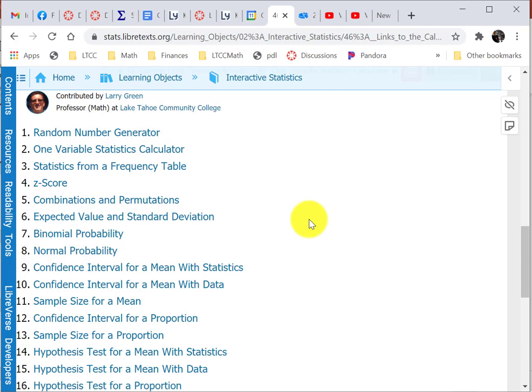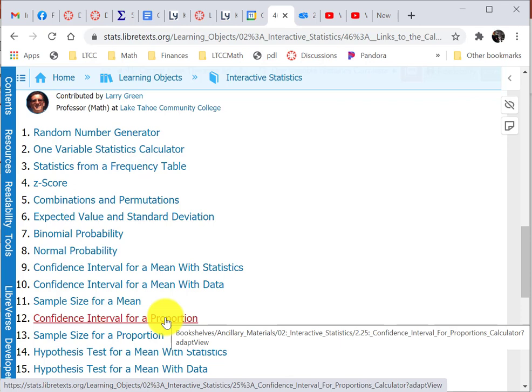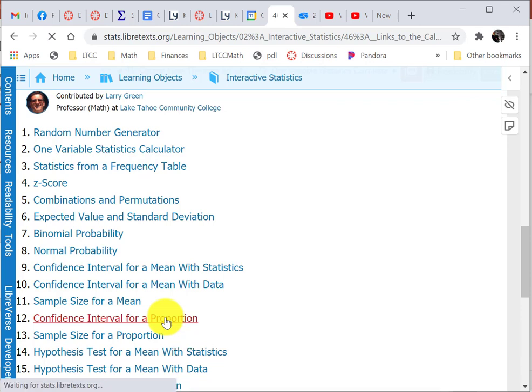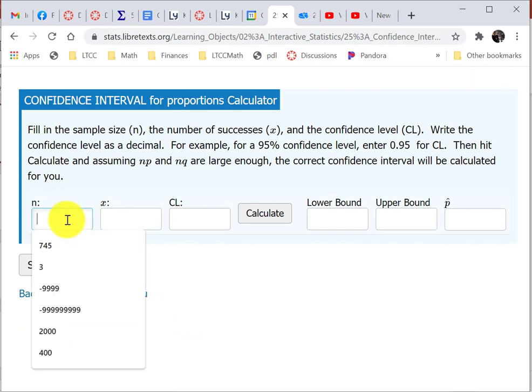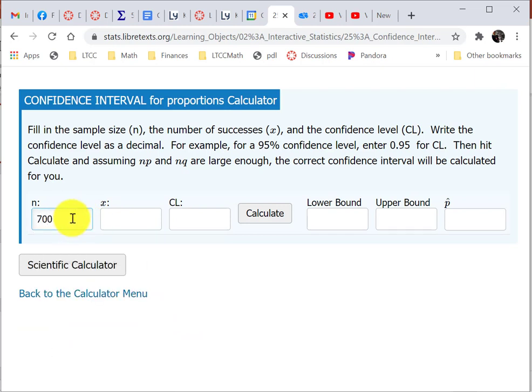So here's the calculator, and I want a confidence interval. We're talking about a yes-no question about a proportion. So over here, number 12 is the confidence interval for a proportion. I click on that, and it asks me for n. n was 700. It asked me for x. x was 105. And it asked me for the confidence level, which was 0.95.